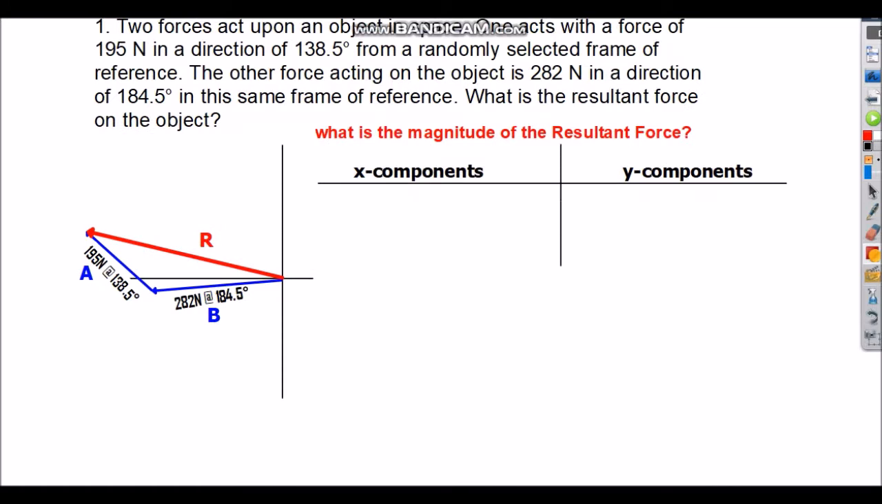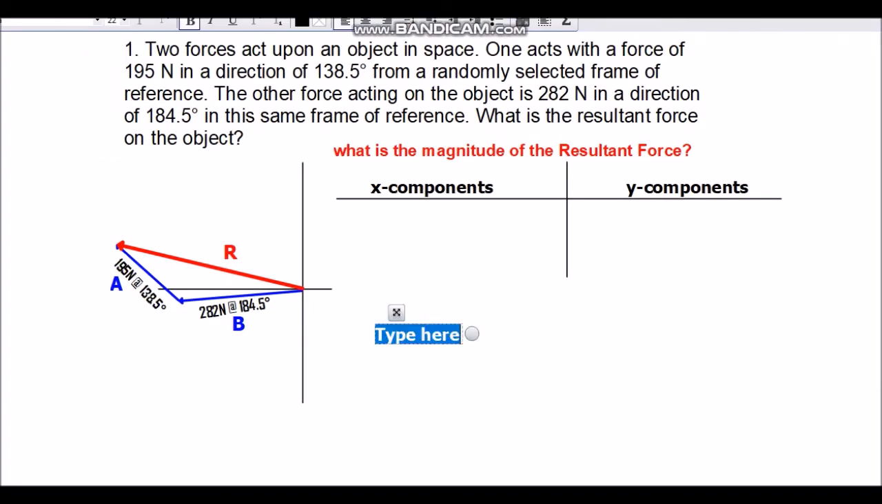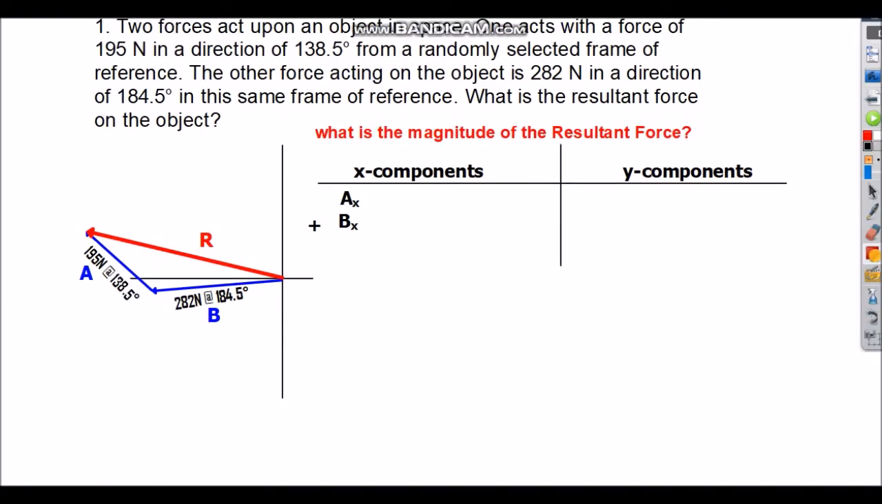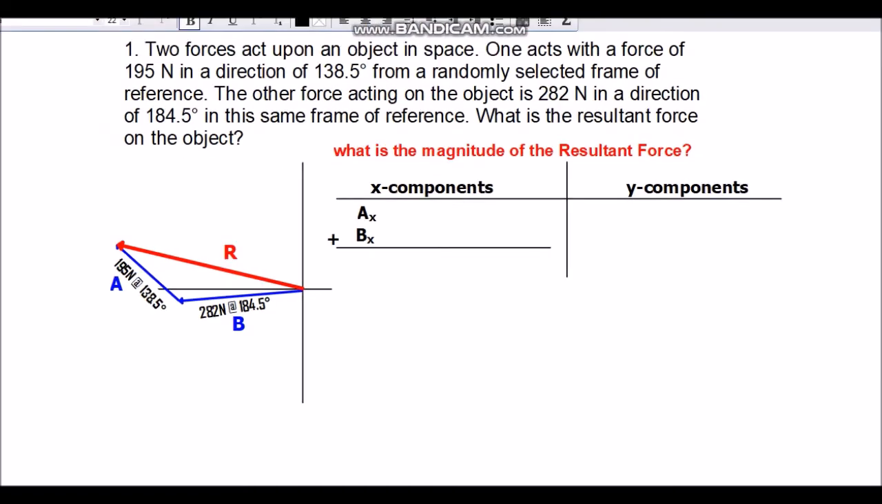And the base idea, what you're going to attempt to do, as I said, is you're going to try to find the x component of A, and you're going to add that to the x component of B. Now, if I had a third vector, I could call it C, I would add that as well. If I had a fourth vector, I would add that as well. So you can go on and on, but for this problem today, I see that I only have two vectors.